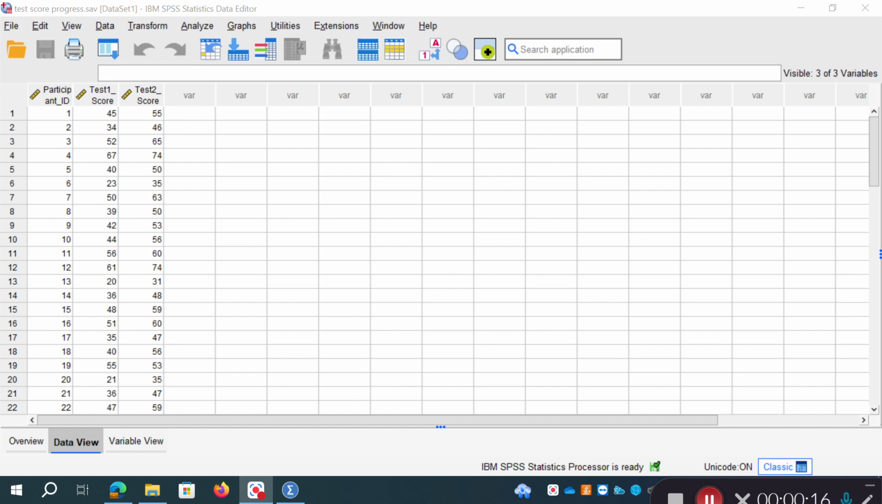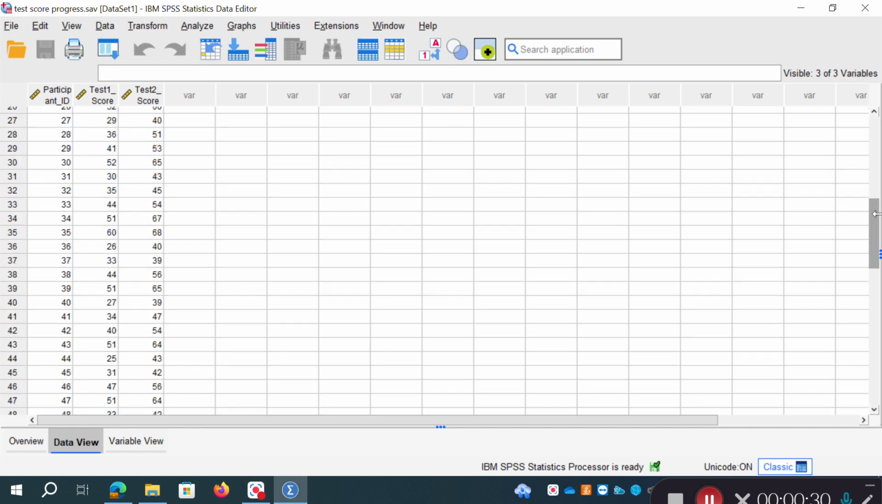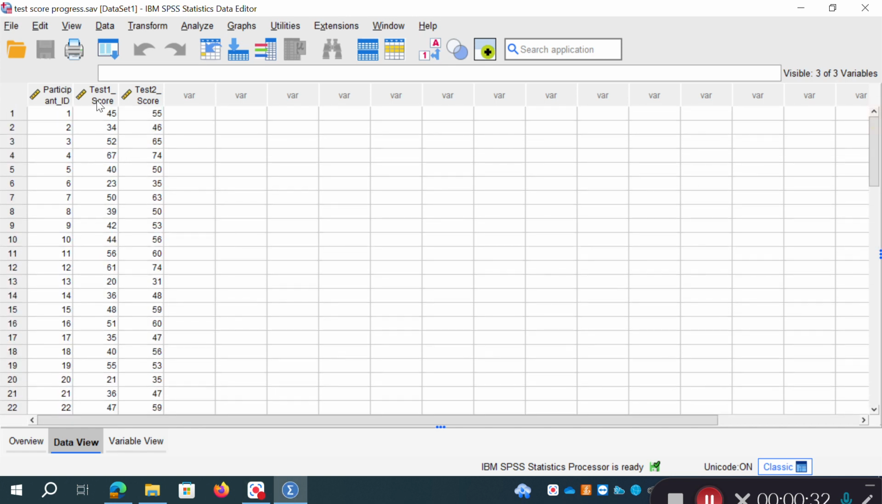So I've got this data frame open in front of me, an SPSS .sav file. It's example data, it's made up data. The idea is that we've got participant ID, so we've got 50 participants, I believe, yeah, 50 participants, and each participant's got a test score from test 1 and a test score from test 2.